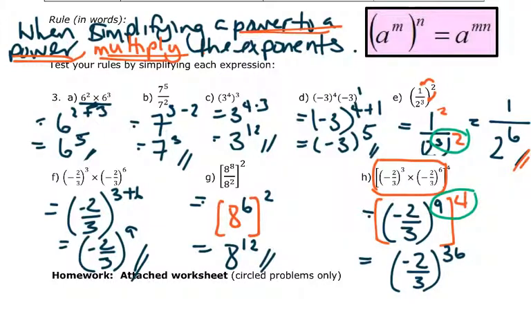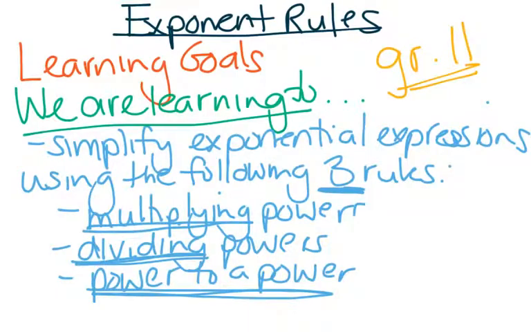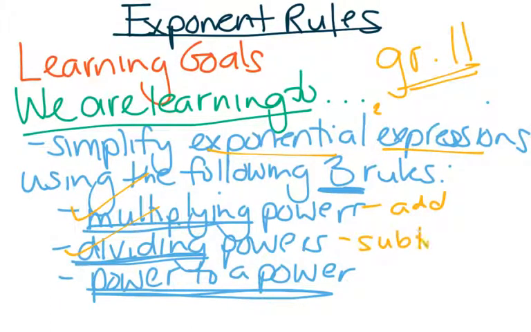Just as a reminder of what we learned in this lesson, let's go back to our learning goals and check off what you understand. We are simplifying exponential expressions. We know an exponent is a little number like a 2, using the following 3 rules. Multiplying powers, remember we add the exponents. Dividing powers, remember we subtract the exponents. And last, power to a power, where we multiply.